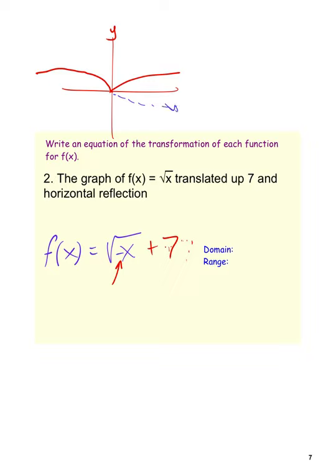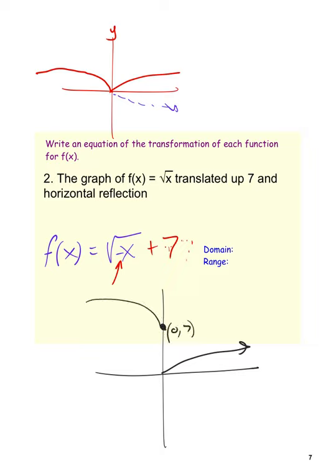So this, the square root of negative x plus 7, if you were to graph that now, would look something like this. Again, the original was right here, and now we are up here 7 units. So we're at the point 0, 7 where this starts, but going the opposite direction because of that horizontal reflection, or that negative x on the inside.